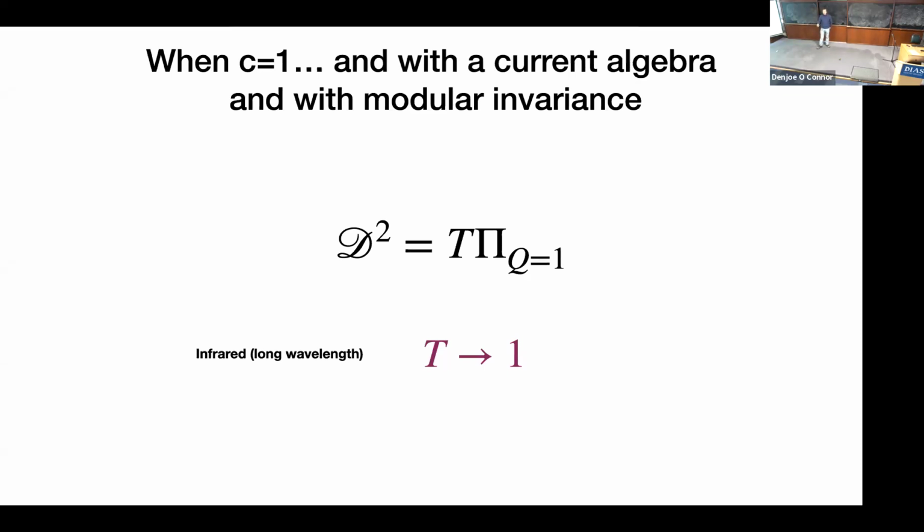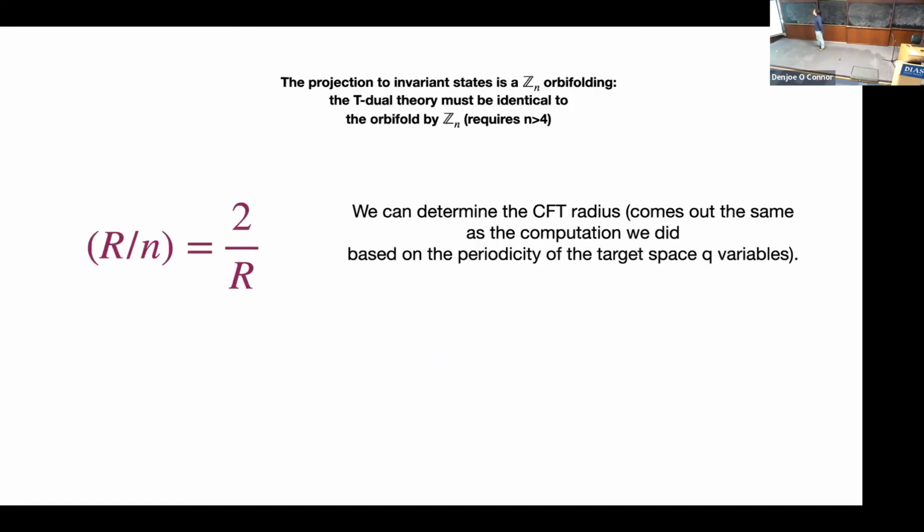This is the usual way in which this is written in condensed matter systems and in the continuum theories. Okay. The projection to invariant states is a Zn projection, and that's very similar to how one does an orbifold. So the T-dual theory should be identical to the orbifold by Zn. So that's how you can say, if my theory has radius r, the quotient takes radius r to radius r over n, that's how you impose the orbifold condition, and then that should be equal to its T-dual.